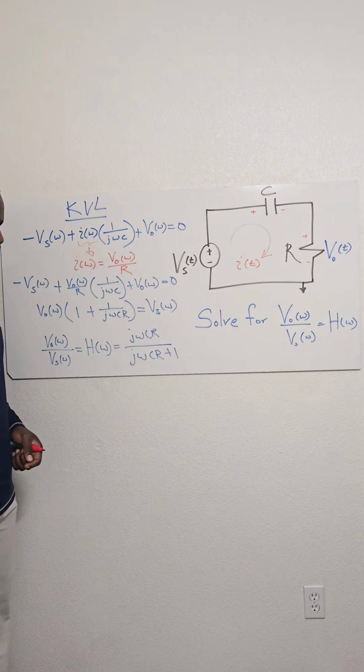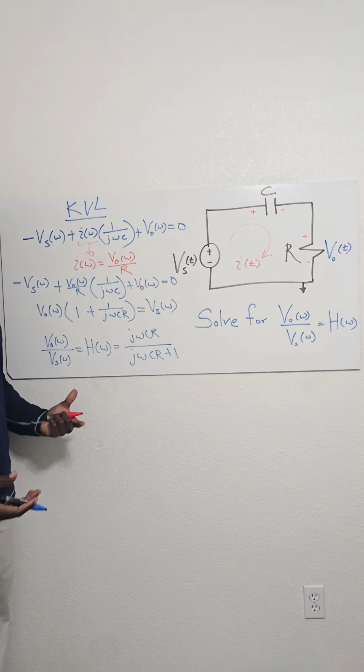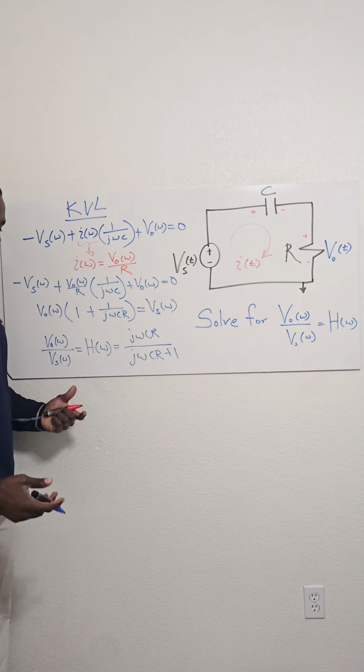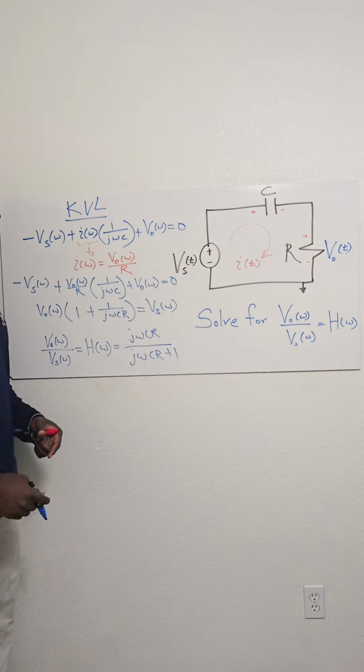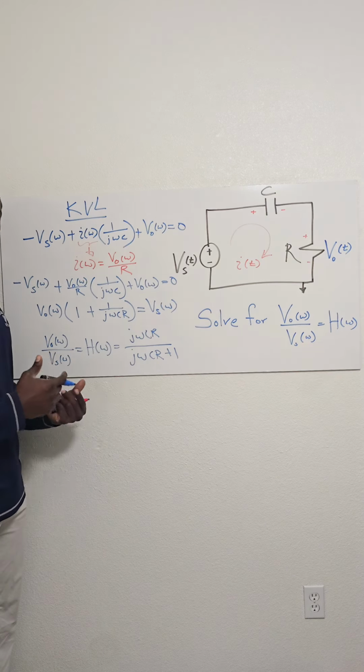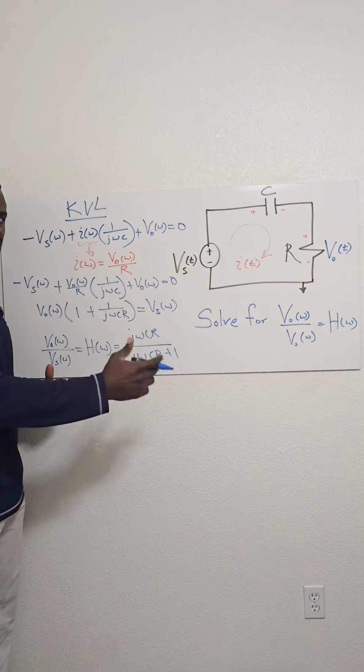And as you can see, if I put a DC source or omega is equals to 0, I get 0 over 0 plus 1, which is simply just 0. And as a result, no DC source or low frequency will pass through.